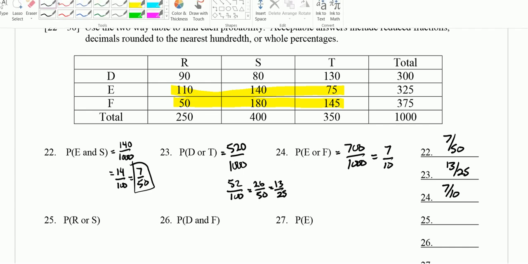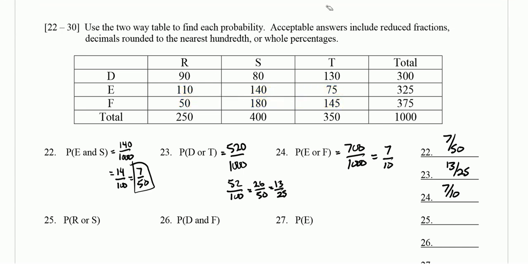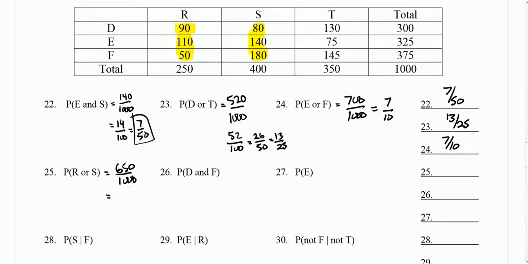25, want the probability of R or S. So R, I'm highlighting what belongs to R, highlighting what belongs to S. Add those up, we get 650 over 1000. Could reduce this to 65 over 100. And then we can divide 65 by 5 and get 13. Divide 100 by 5 and get 20, so 13 over 20.